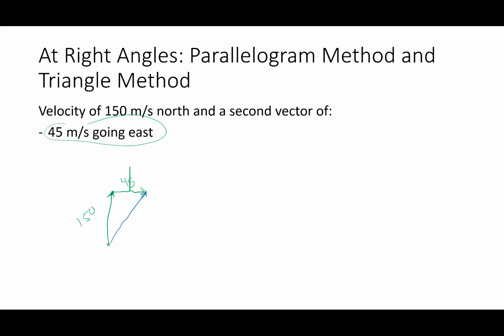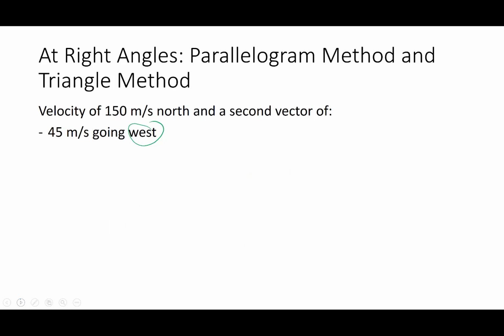And now notice I'm still going to have a right triangle, and I'm still going to use my Pythagorean theorem, where I would say my resultant squared is equal to 150 squared plus 45 squared. Follow the exact same process we did when we did the parallelogram method, and we will get the exact same value. So whether you use the parallelogram method or the triangle method is entirely up to you. You have to just think about which one is going to make most sense for you.